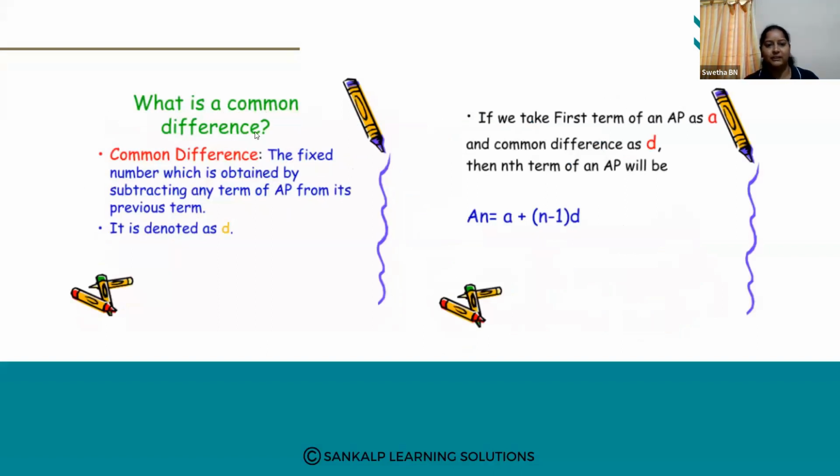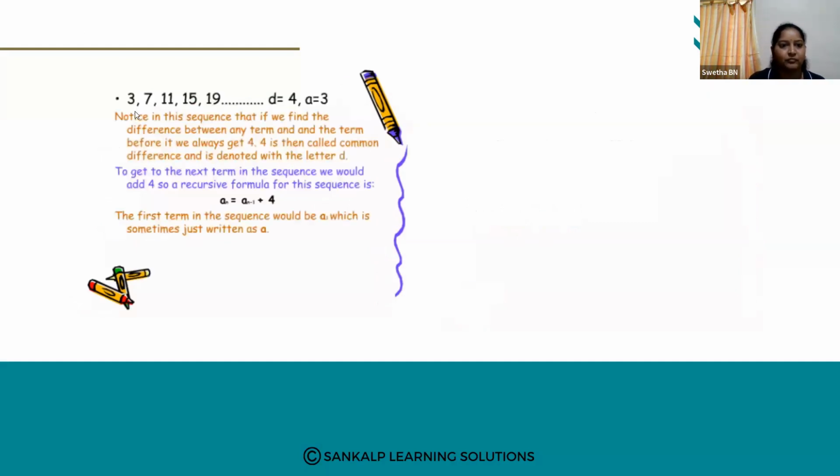What is the common difference? Okay, so common difference is nothing but the fixed number we are going to add. It is the fixed number which is obtained by subtracting any term of an AP from its previous term. See, this is the formula: a plus n minus 1 into d.